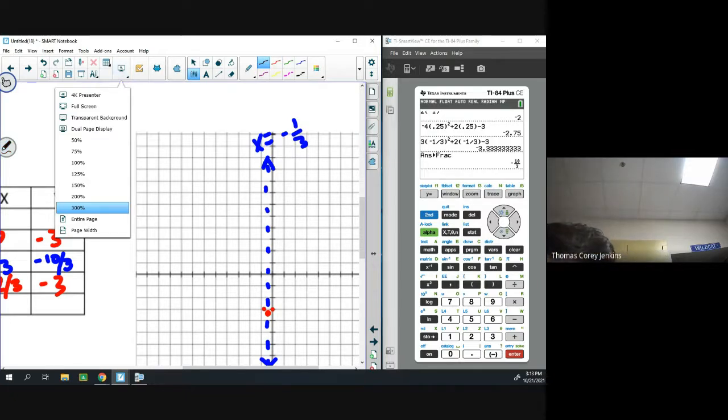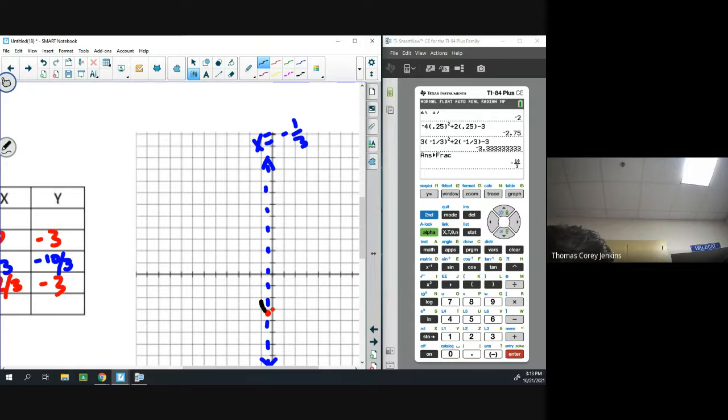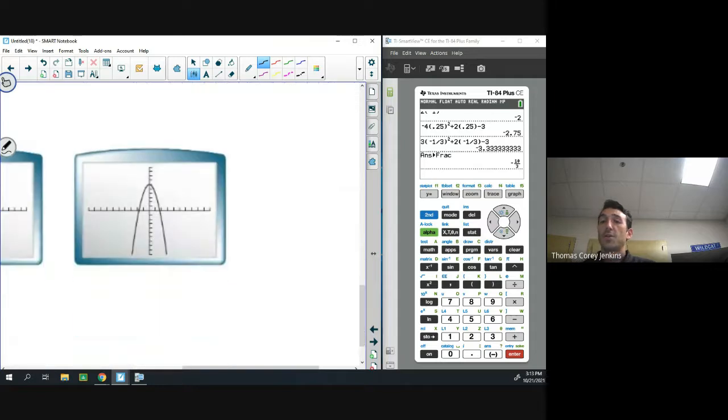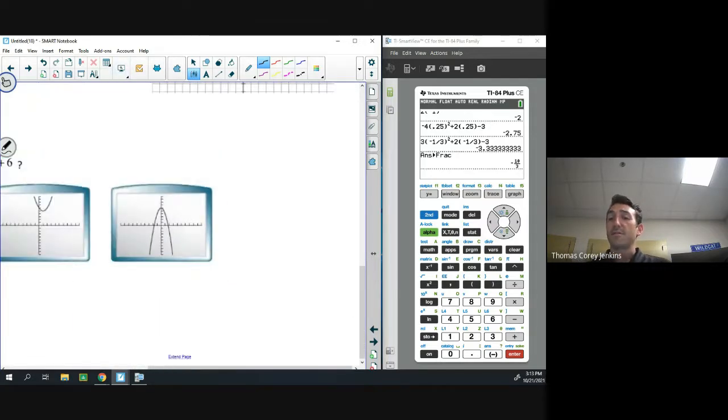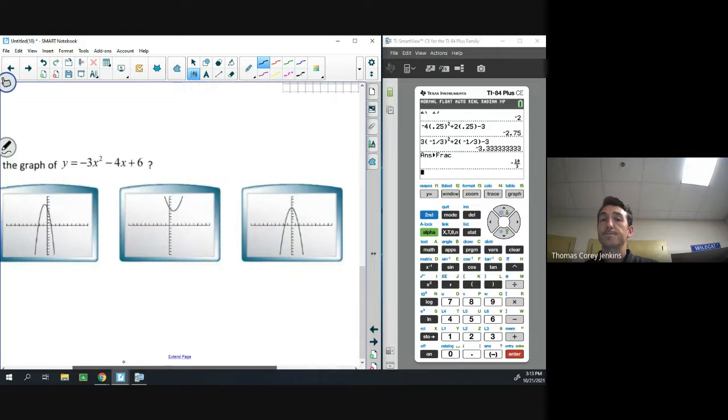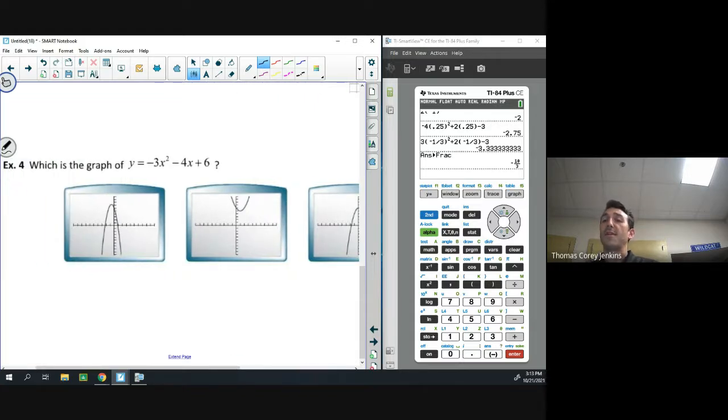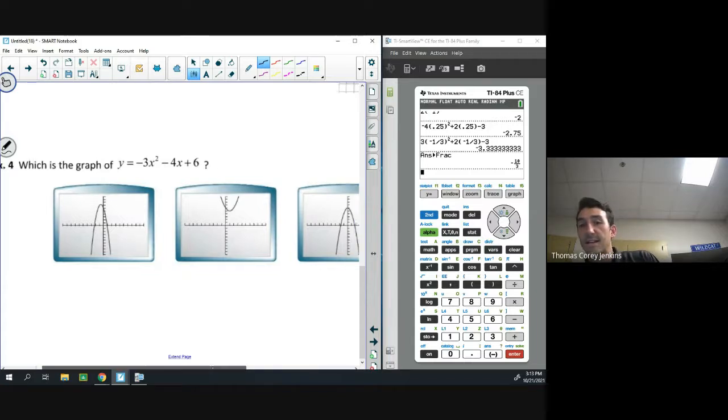This is a difficult example, but I really wanted to go over how to find the vertex and stuff like that on a tricky one. The one above is a little bit easier if you want to work an easier example. Okay, and then we will finish with this last problem, which is kind of a multiple choice deal. It just says, which is the graph of negative 3x squared minus 4x plus 6?